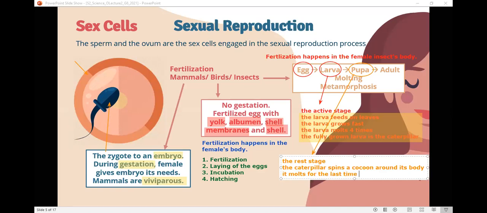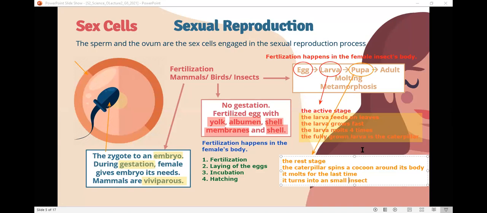And it turns into what? A butterfly. It turns into an insect, a beautiful butterfly. Maybe we're not talking about butterflies. Maybe we're talking about fruit flies, praying mantis, grasshopper. It turns into a small insect.